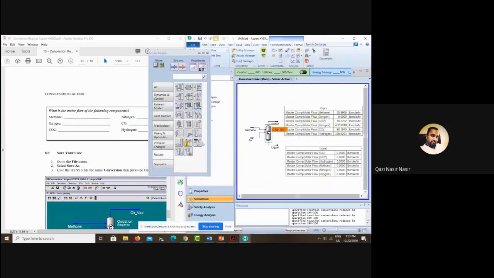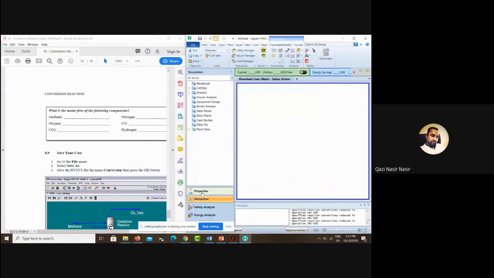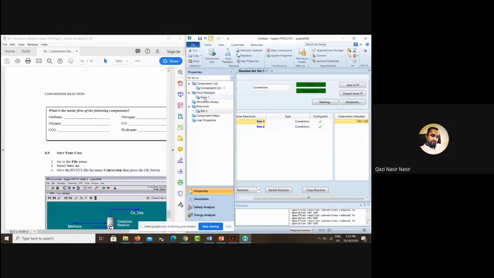Let me tell you. If you go back to your previous case in properties, where you add your components, and look at the reaction set, set number one, this is your group. As I told you before, in the group you add all the reactions. By default the name is Set-1. Inside Set-1 you have both reactions. This is the name of the set or group that is added inside the reactor, and inside that set you have the reactions. So you need to create a group, and in the group you add the reactions if they are of a similar type.